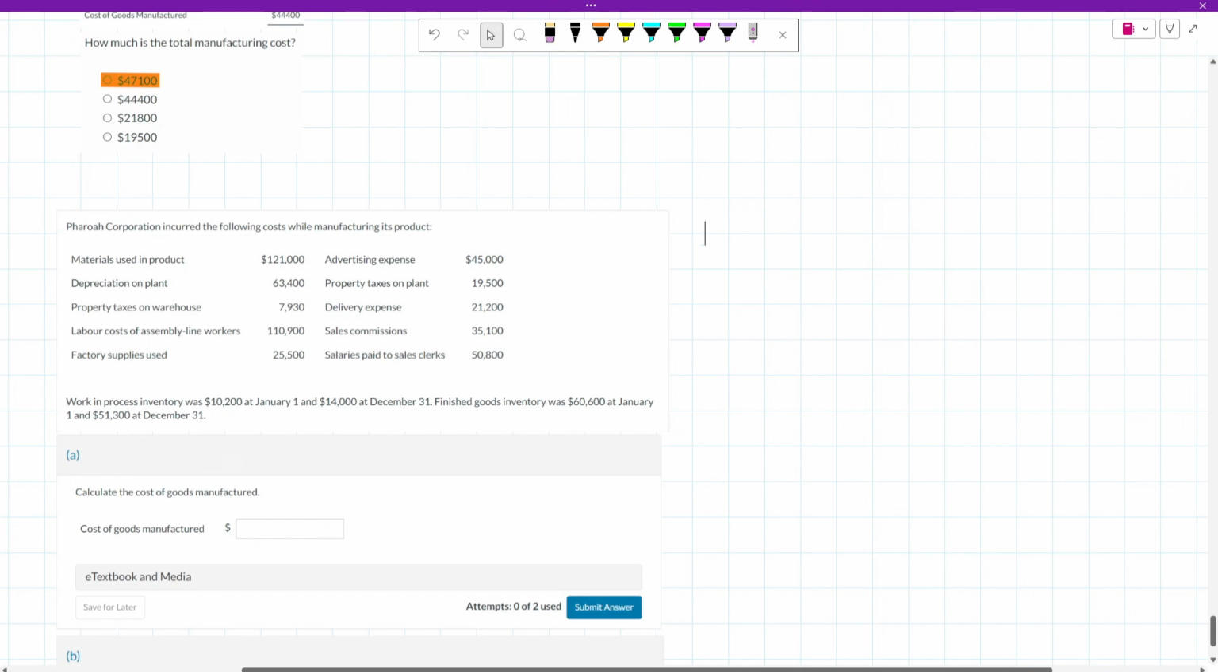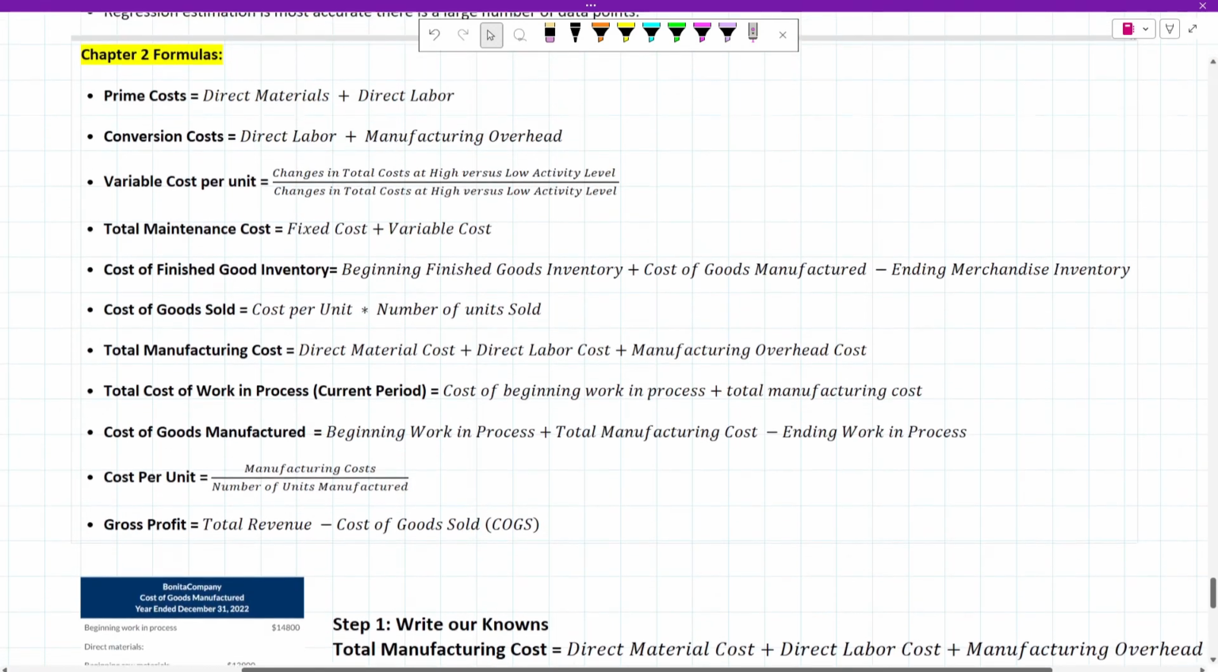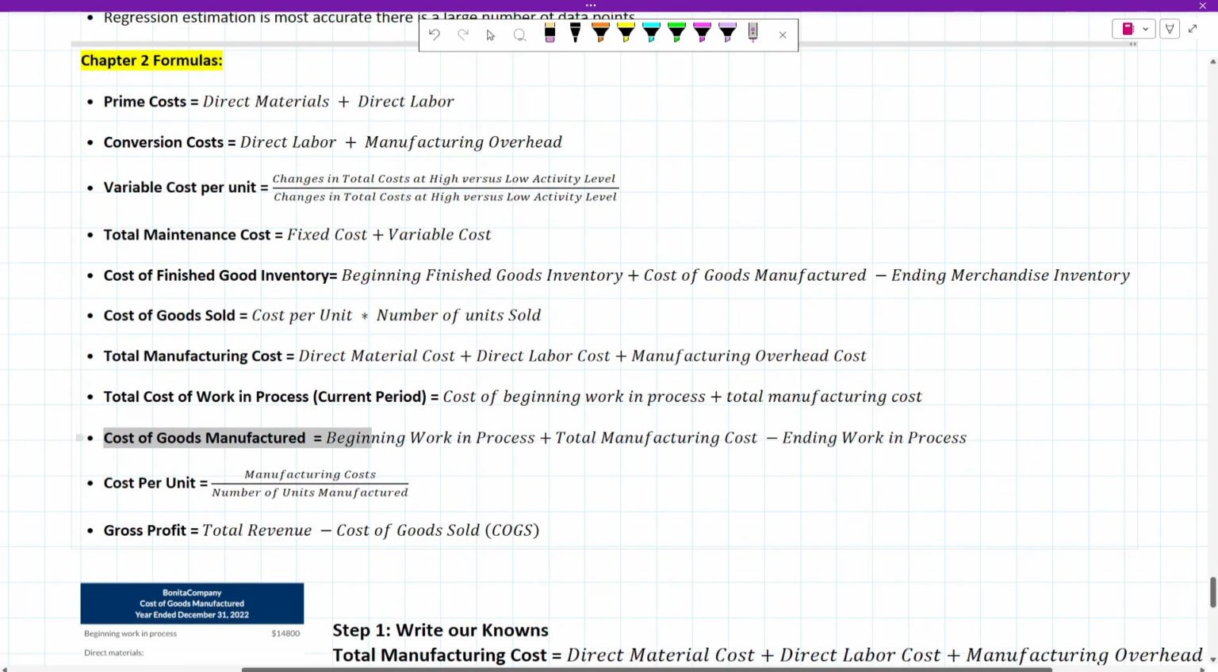So like I did with the first example, we want to put this in steps. So step 1, write our knowns. So we know that we want to calculate the cost of goods manufactured. And we can find the formula from our formula sheet, cost of goods manufactured.